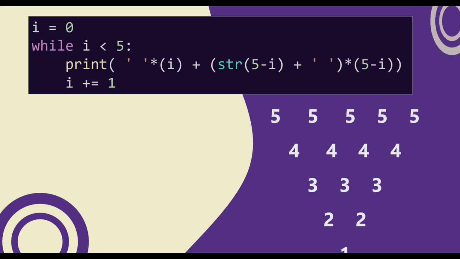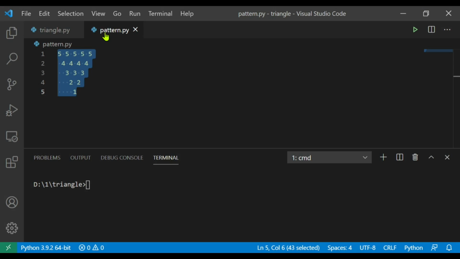In this video tutorial, we will see how to print number triangle pattern. Let's quickly move to Visual Studio Code. This is our reverse triangle pattern.